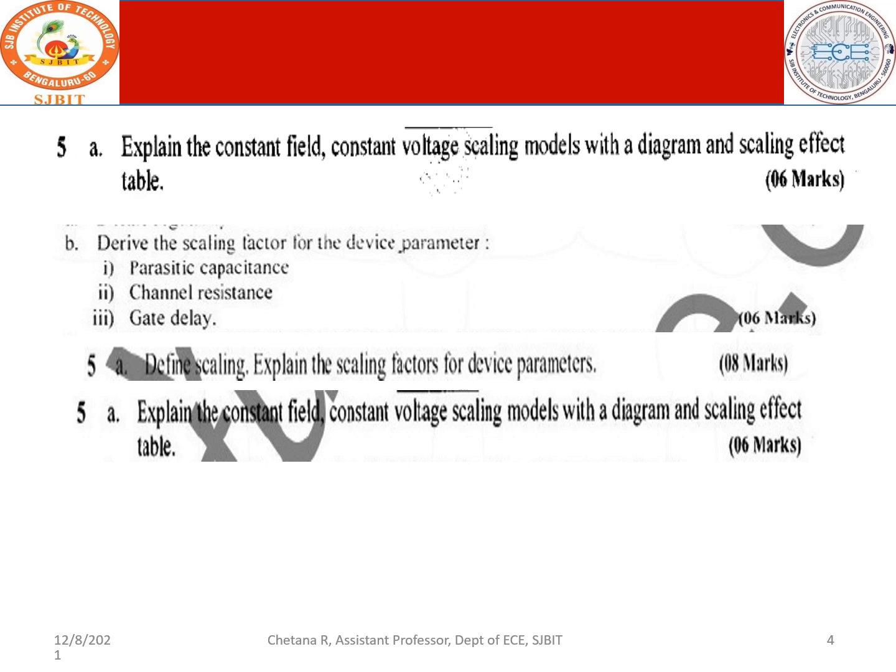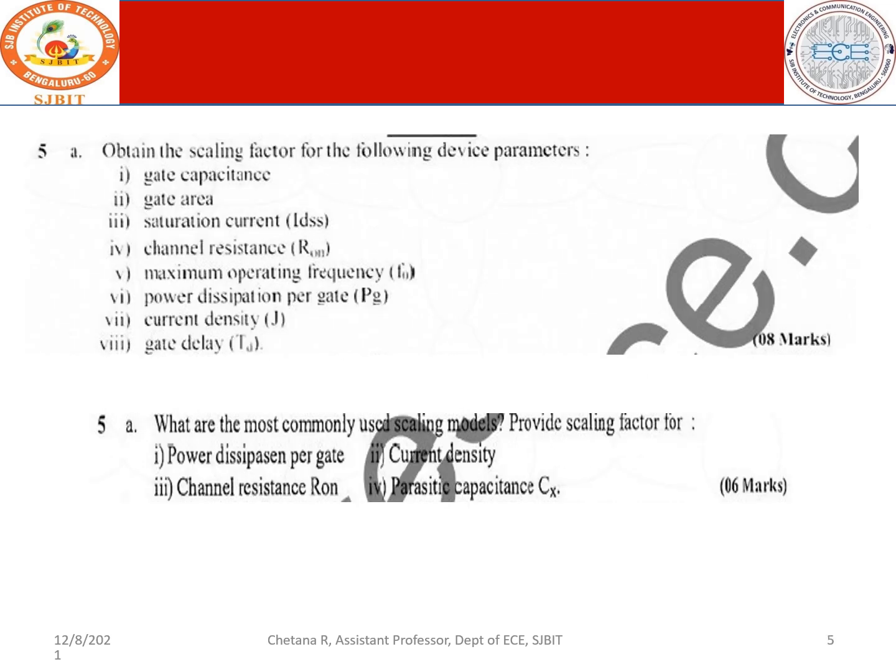Next, define scaling. Explain the scaling factors for device parameters. Same thing. So yeah, the same questions repeat again and again. What is the parameter for gate capacitance, gate area, saturation current, saturation channel resistance, operating frequency? Each one of them, 8 are there. Each may be fetching you 1 mark. Separately 6 marks, so almost it is equivalent to 1.5 marks for each of these answers. So if you refer back, you can get an idea about all these things which have been discussed.